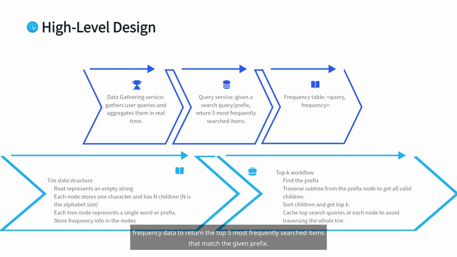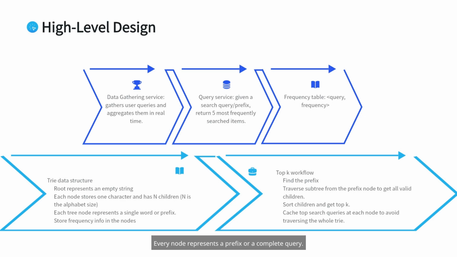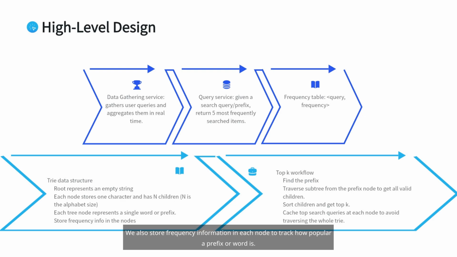To efficiently support prefix-based search and fast retrieval, we use a tree data structure. The tree starts with a root node representing an empty string. Each node in the tree stores a single character and has up to n children, where n is the number of characters in our supported alphabet. Every node represents a prefix or a complete query. We also store frequency information in each node to track how popular a prefix or a word is.